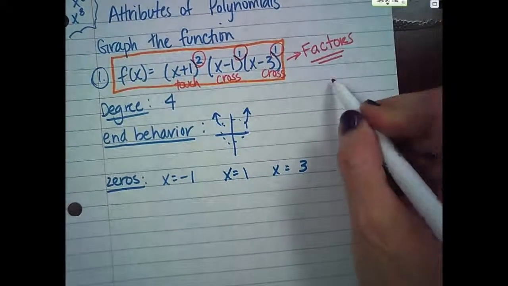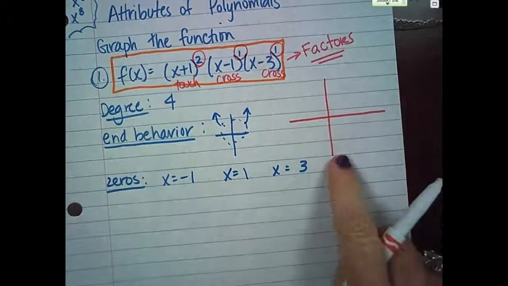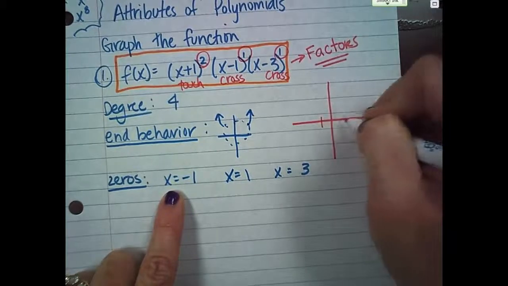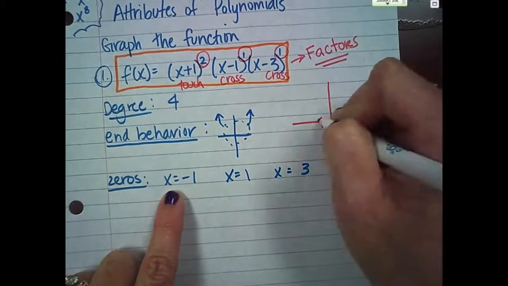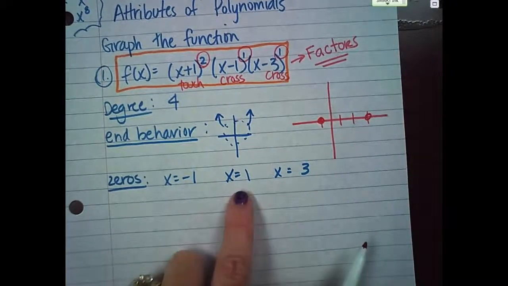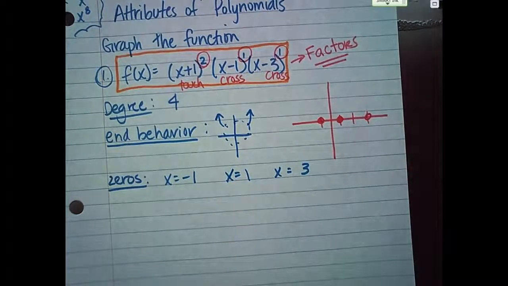Take a picture. Let's give it a shot. Here we go. Here's my graph. What are my zeros? Where am I going to stop? At -1 and at 3. Here's my -1. There's my 3. What am I missing? 1. Those are my 3 stops. Agree? Not just 2, right? It's not quadratic anymore.